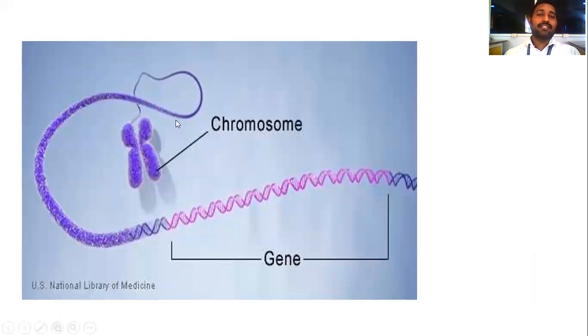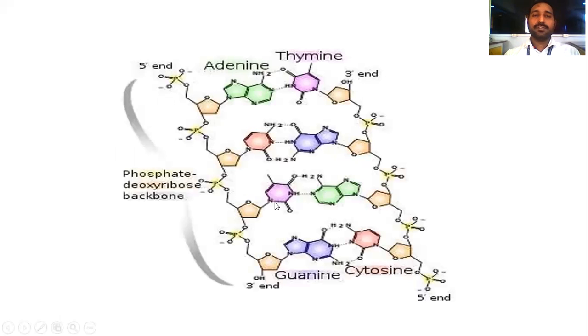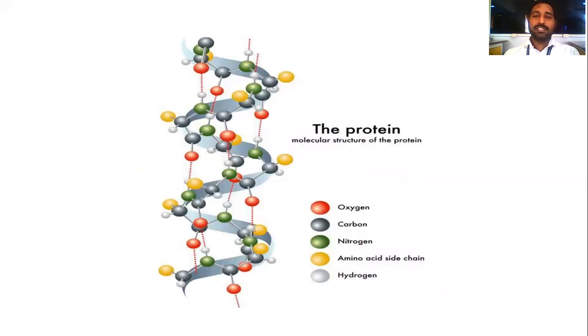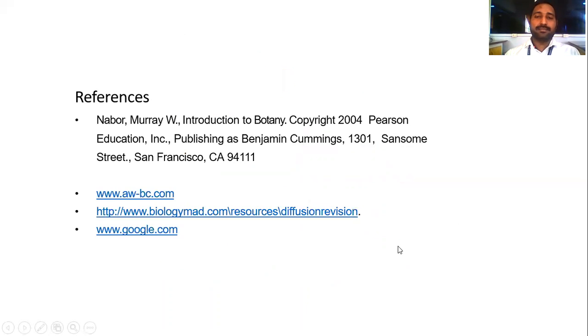Here you can see the first picture, which contains chromosomes, and if you stretch them or look more deeply, you will find the genes. In another picture you can see how the DNA molecule is arranged, with the nucleotides arranged respectively. This is the protein arrangement, and here we have some more basic elements like oxygen, carbon, nitrogen, amino acid side chain, and hydrogen.